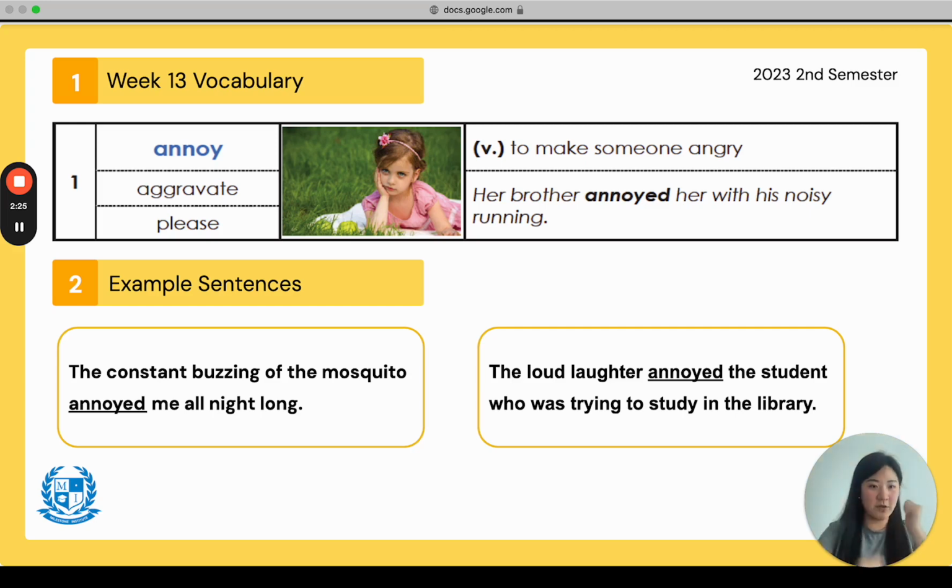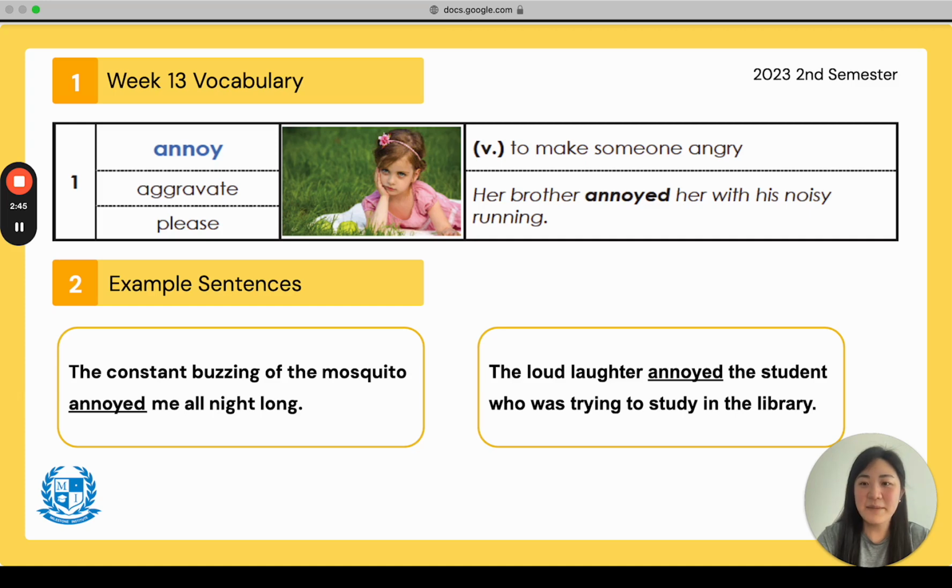So maybe this boy is running and making a lot of noise, and that really annoyed her. If you see this picture, she's like, it's making me angry. It's aggravating me. To be annoyed. Repeat after me. Her brother annoyed her with his noisy running.